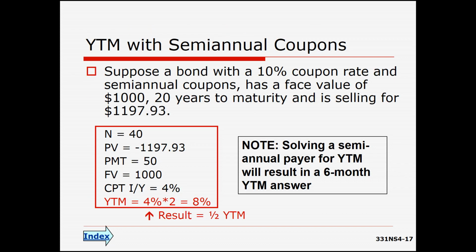To solve for the yield to maturity on a semi-annual payer, N is equal to the number of 6-month periods to maturity. Payment, semi-annual interest payment. PV is the current price, FV is the face value. Solve for IY. But with a semi-annual bond, the resulting IY is a 6-month rate. It must be doubled to find the annualized yield to maturity.